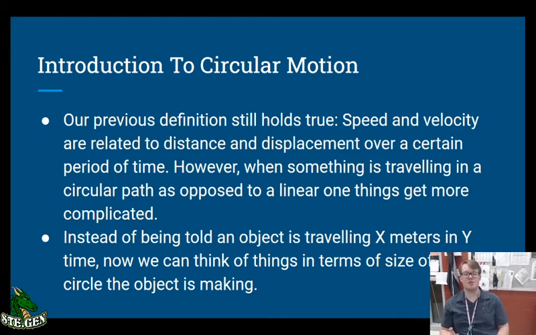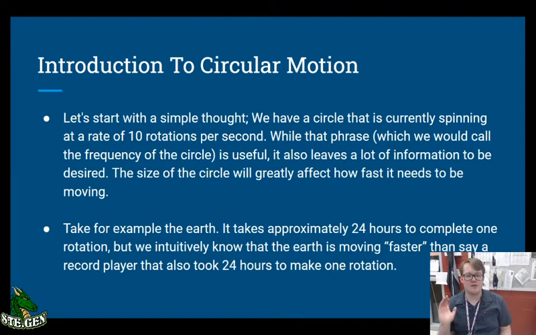And the reason for that is because if you're moving in a straight line from here to here, you just measure this distance. But if you're moving in a circular path from here to here, well, it matters what circular path you're taking, and it's going to be a little bit different to calculate. So let's start with a simple thought.